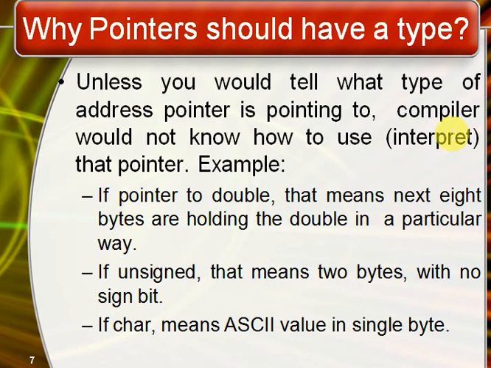Why should pointers have a type? Unless you tell what type of address the pointer is pointing to, the compiler would not know how to use or interpret that pointer. For example, if a pointer is pointing to a double, that indicates the next 8 bytes are holding the double in a particular way. If unsigned, that means 2 bytes with no sign bit. If character, it means an ASCII value in a single byte.